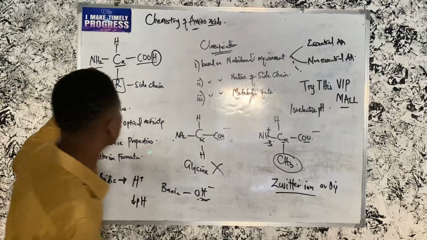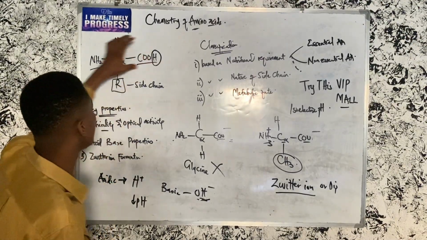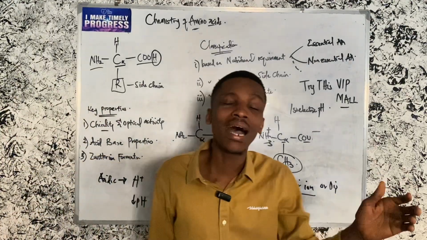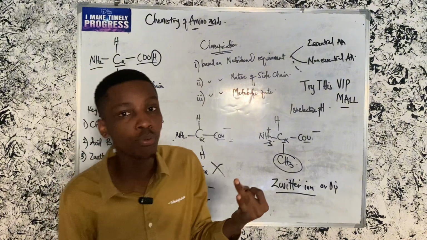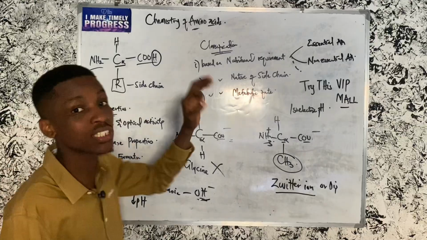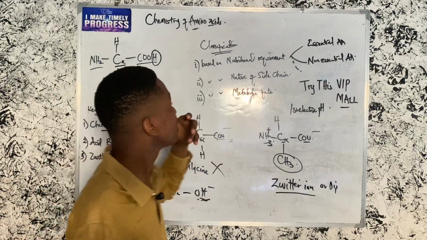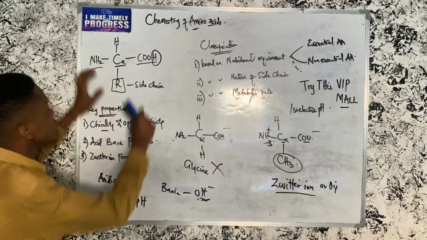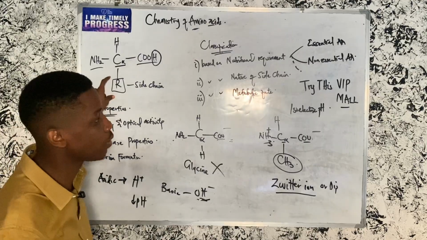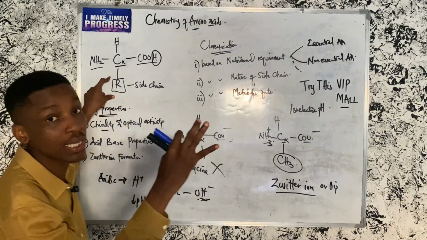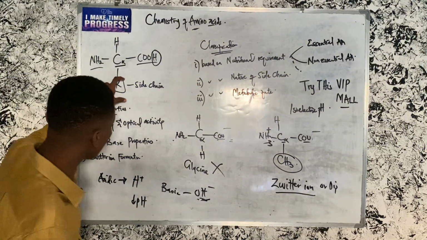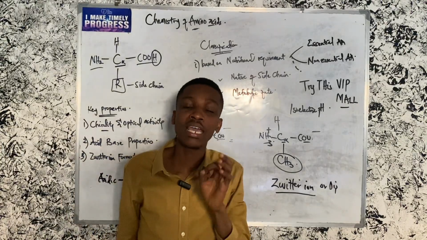If the side chain contains a carboxylic group, that is beyond the carboxylic group we have here, it is called an acidic amino acid. There are two examples, glutamic acid and aspartic acid. You realize that in their side chain there is a carboxylic group. Number 2, if in your side chain there is an amino group, you are a basic amino acid.